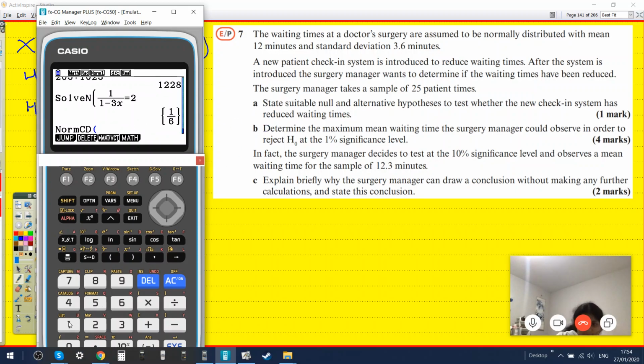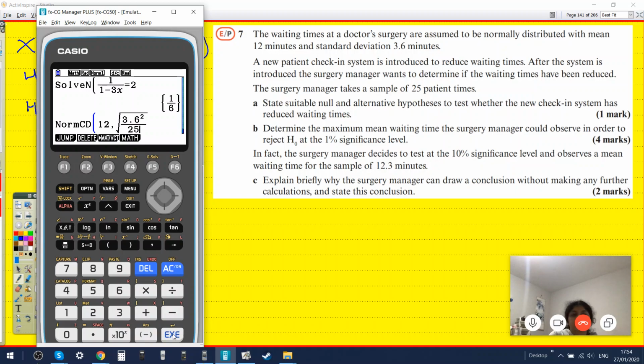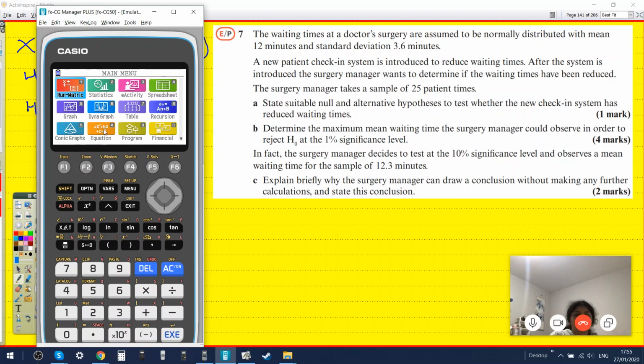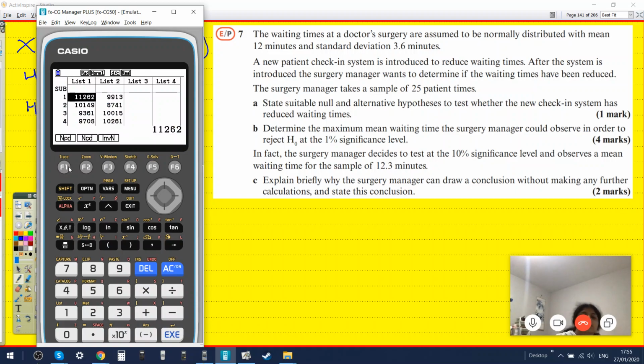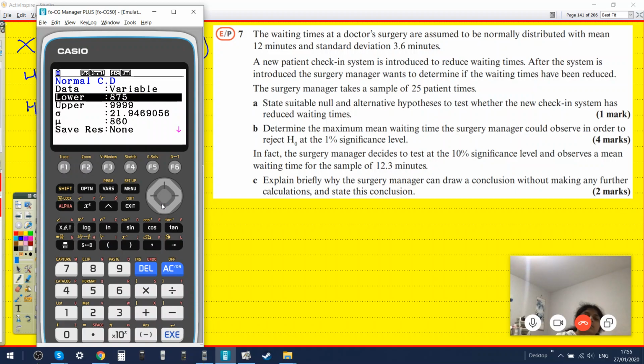So the mean is 12. And then takes a sample of 25. So square root of 3.6 squared over 25. Alright, I'm doing it manually. Normal distribution, cumulative. So we want less than or equal. So my lower, my upper, we'll just have to do this. Oh, hang on. Is this 25 patient times?